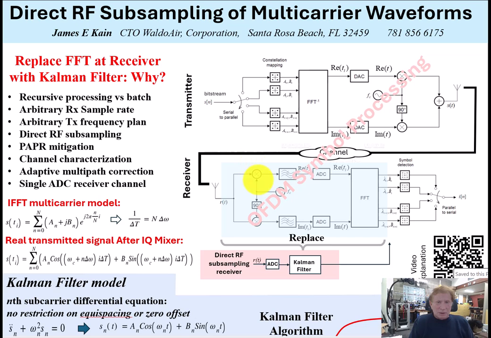To the right, we show the implementation of orthogonal frequency division multiplexing, or OFDM, that has been a digital communication standard for 50 years. The transmitter uses the inverse FFT to generate real and imaginary time samples that are upconverted to the carrier by an IQ mixer and then summed.